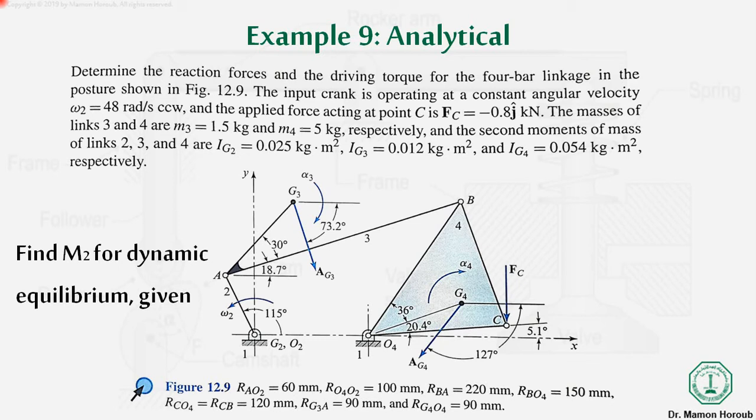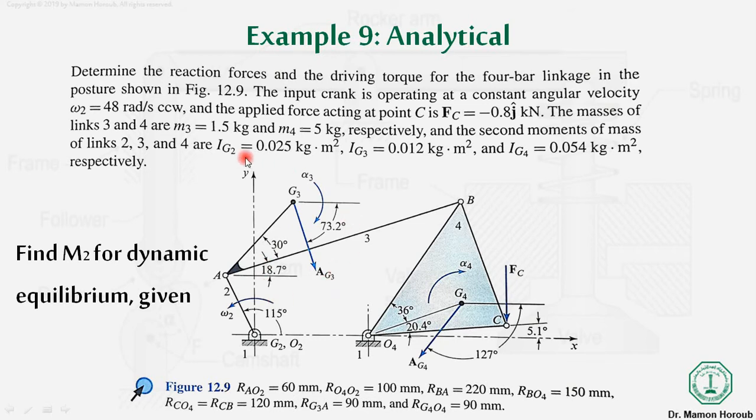The masses of link 3 and link 4 are also given, and the second moment of inertia of links 2, 3 and 4 are also given over here. So what we are required, as you can see in the figure, below the figure, the lengths of all the links are given, like the lengths of all the sides are mentioned over here. Similarly, you can have other angular data from the figure that we will use later on once we are solving this problem.